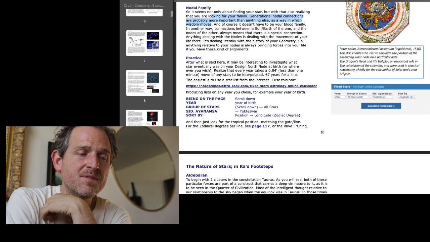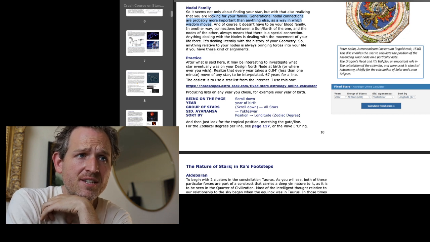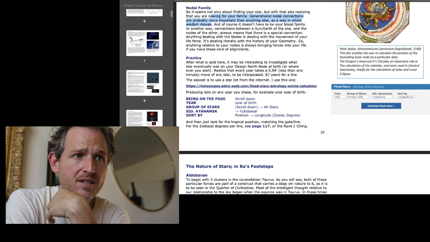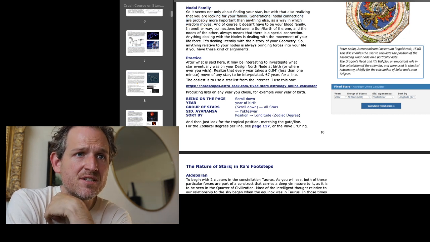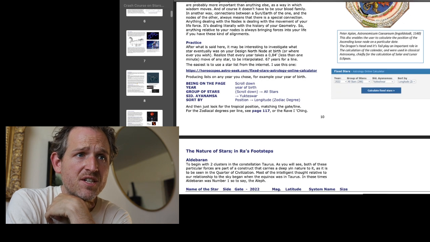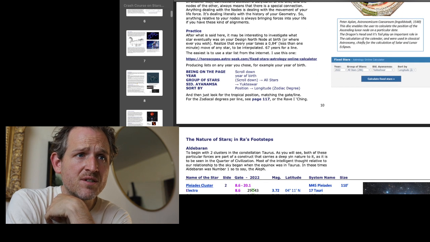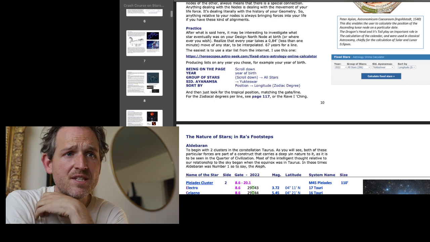After what is said here, and this is under the title Practice, it may be interesting to investigate what star eventually was on your design north node at birth. Realize every year takes a 0.84 seconds, less than 1 minute move of any star, to be interpolated 67 years for a line. The easiest is to use a star list. I use this one, producing lists of any year you choose, for example, your year of birth. You look at your tropical position, matching the gate and line. For the zodiacal degrees, see page 117 of the Rave I Ching.